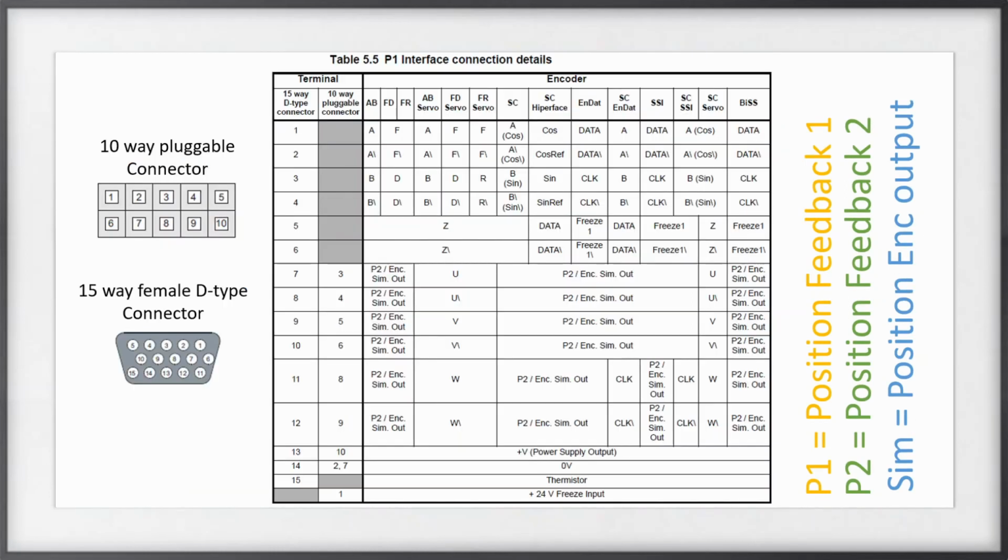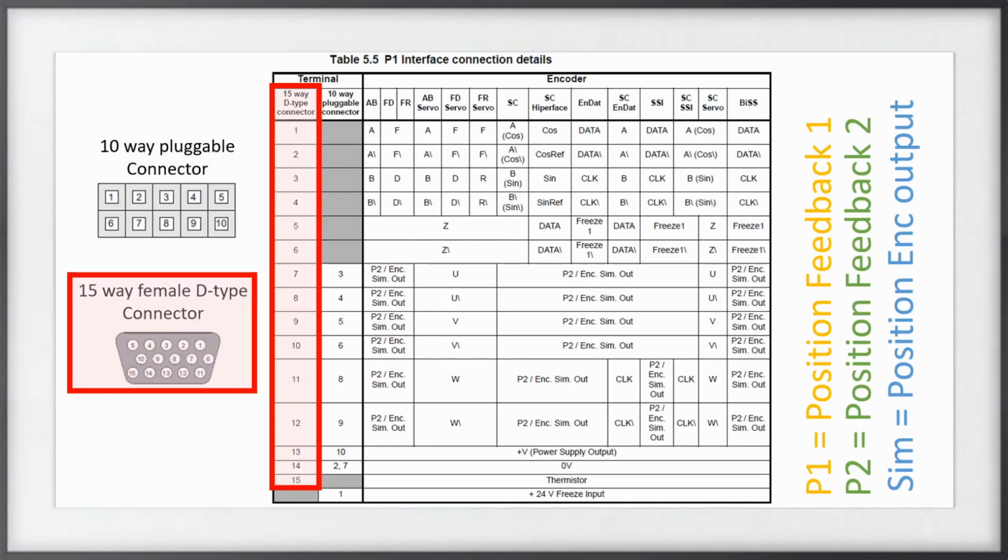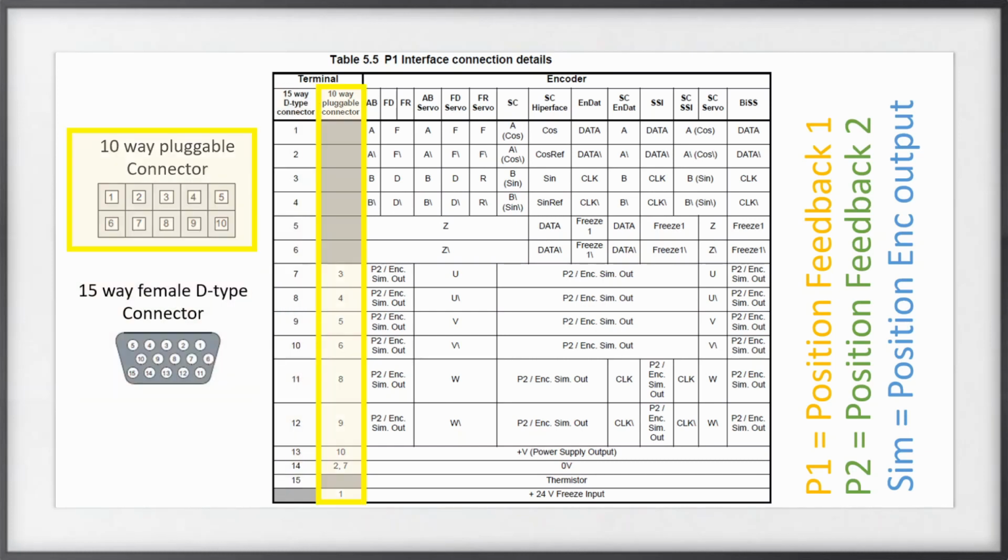Let's break down how this table works. The column over here on the left talks about the 15-way D-type connector. This is a female plug, and it has, of course, 15 pins. It has 2 encoder ports built into it. One of them is called P1 and one's called P2, as we talked about. We have this other plug called the 10 pin. You might think, well, this is for P2 and the 15 is for P1. That's not how it works.